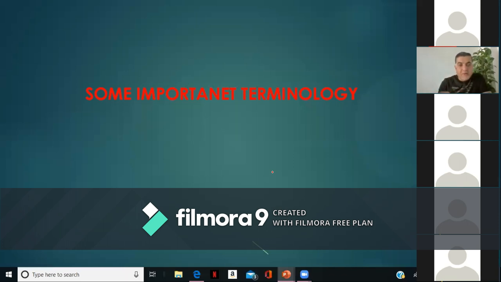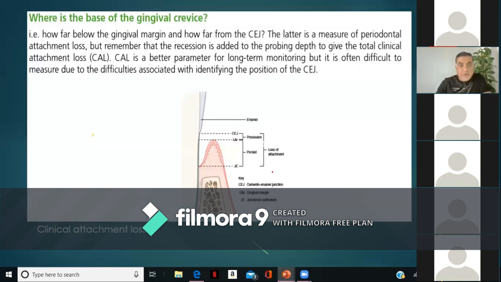Now, before I go into details, I want to share some important terminology. I'm sure you know about it, but it is important to go through it. Clinical attachment loss, or CAL, is a very important term. Here we measure. Can you see this is the enamel here? At this point, the enamel will meet the cementum. This point is very important, the cemento-enamel junction. You need to know it, you need to locate it on the x-ray.